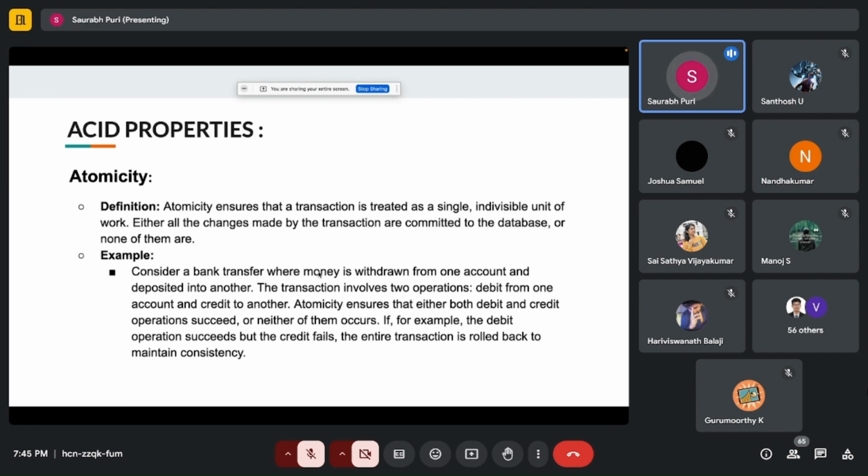Consider a bank transfer where money is withdrawn from one account and deposited to another, right? So you can have a look over there. This is the same example, just in a theory form. I have just explained it in a much easier way, right? Give it a read. Just go through the example, giving you 10 to 15 seconds.